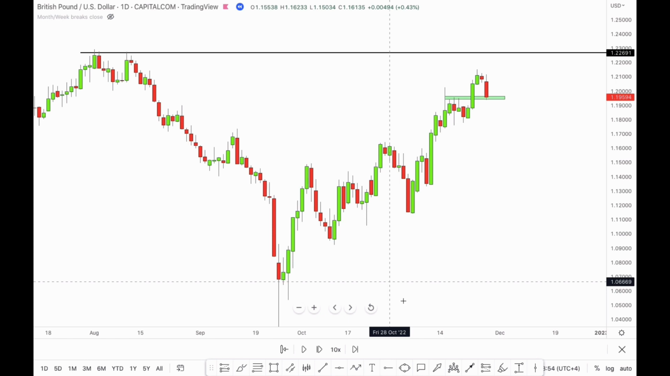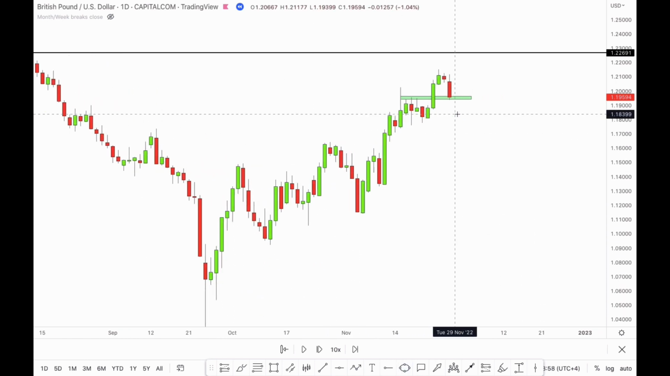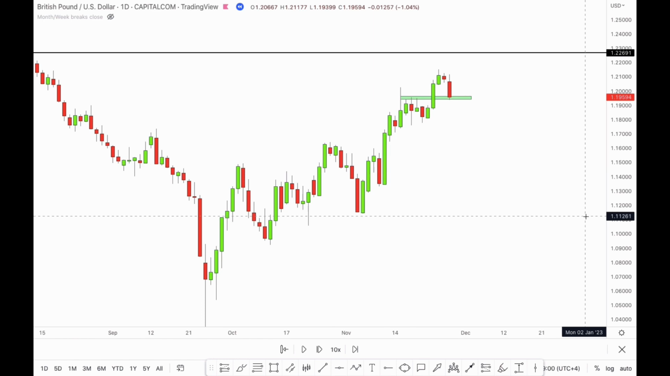This is GBPUSD. On the daily time frame, we can clearly see that price is trading to the upside, right? So we are looking for buying opportunities on the daily time frame. So let's go down to the 4-hour time frame.